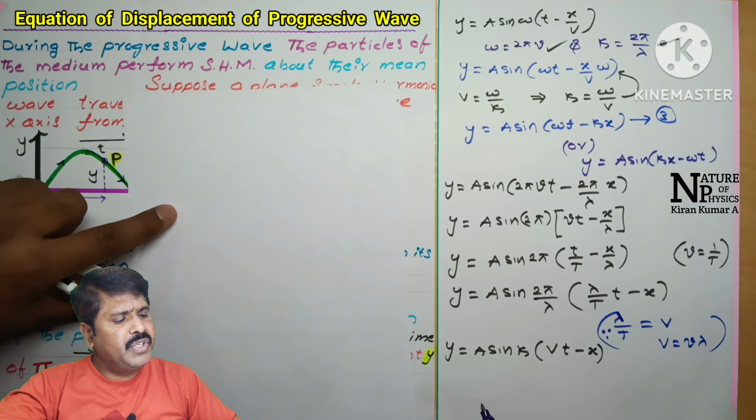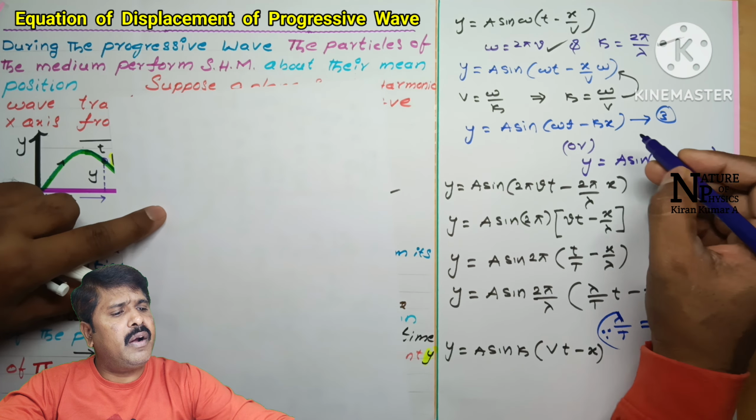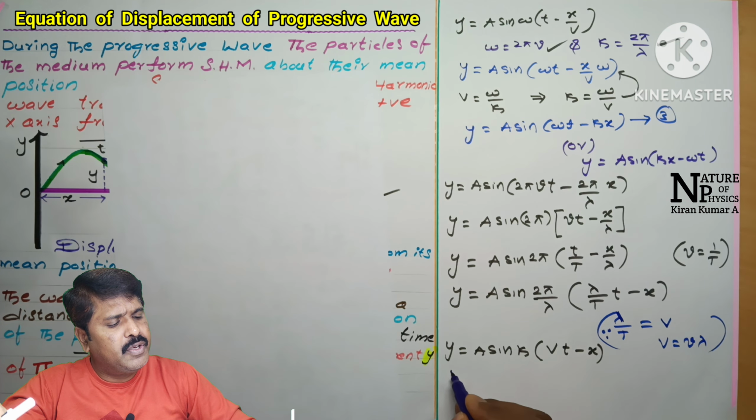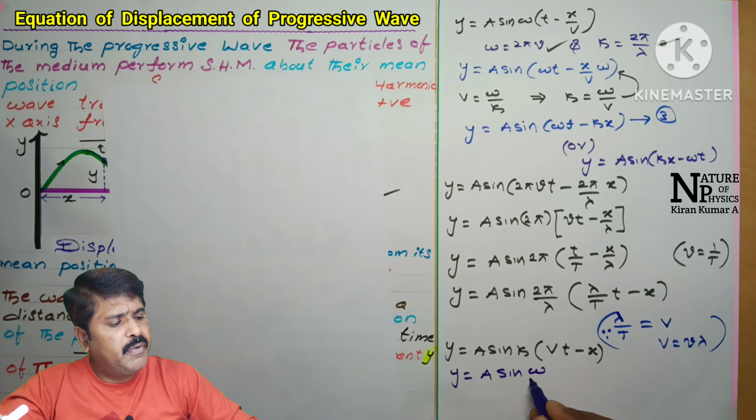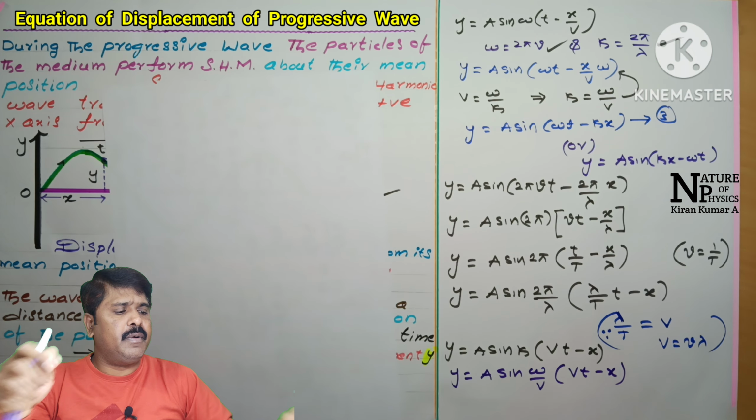Also, I am replacing the k value here. k equals omega by v, as I already gave, so y equals a sin of k, which is omega divided by v, into vt minus x. In the last step, y equals a sin omega, with denominator v multiplied, v by v cancels, giving t minus x divided by v. This again represents equation number 2.